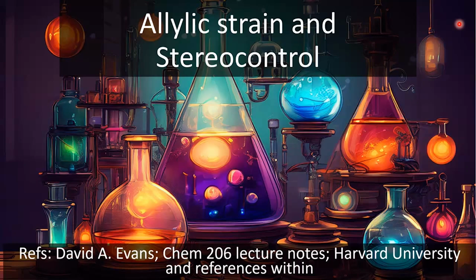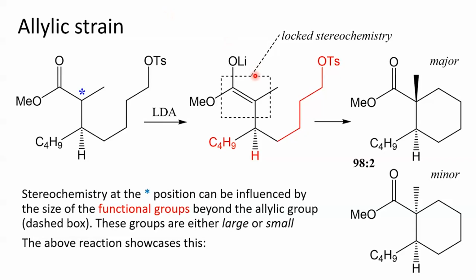Welcome. Today we're going to be talking about allylic strain and examples of stereocontrol you can leverage from that. So allylic strain comes from the locked chemistry that you get from the four substituents around this double bond shown here. We can leverage this stereochemistry to influence how the reaction will occur at this asterisk position shown here.